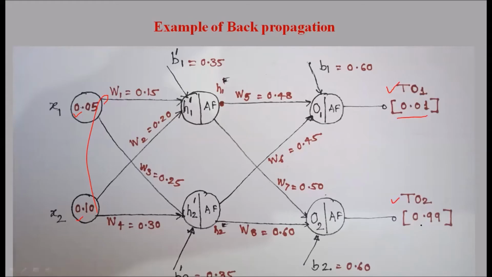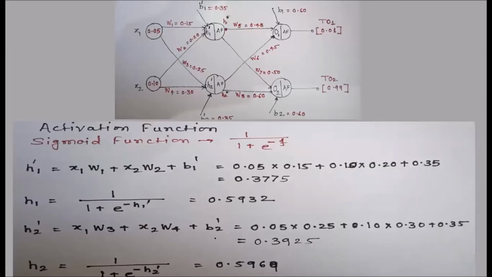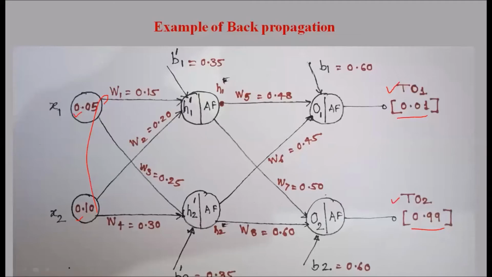That is 0.99. For this input x1, 0.05, we want PO1 0.01, and when x2 is 0.10, we want this output. So this we call the target output. Now we have used here again one hidden layer with two nodes.